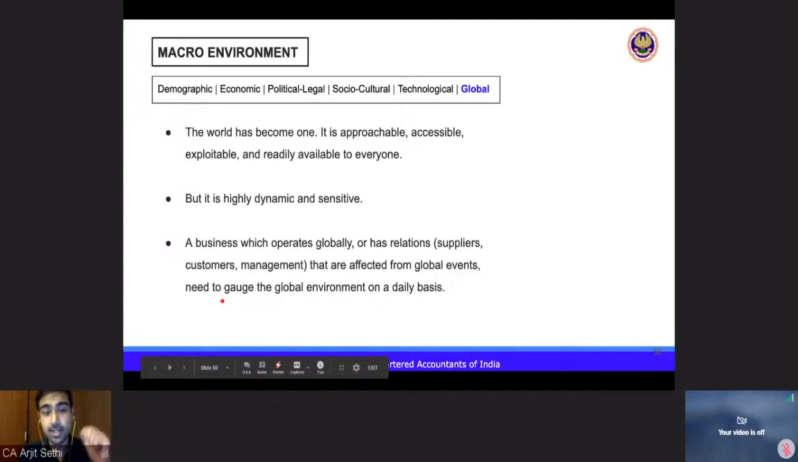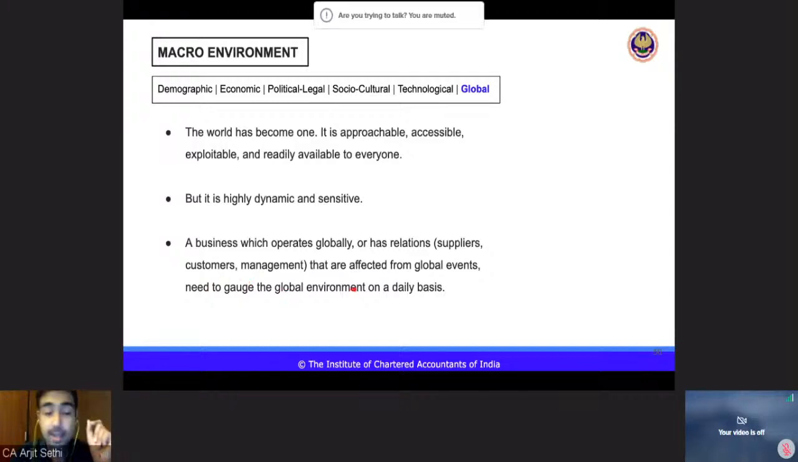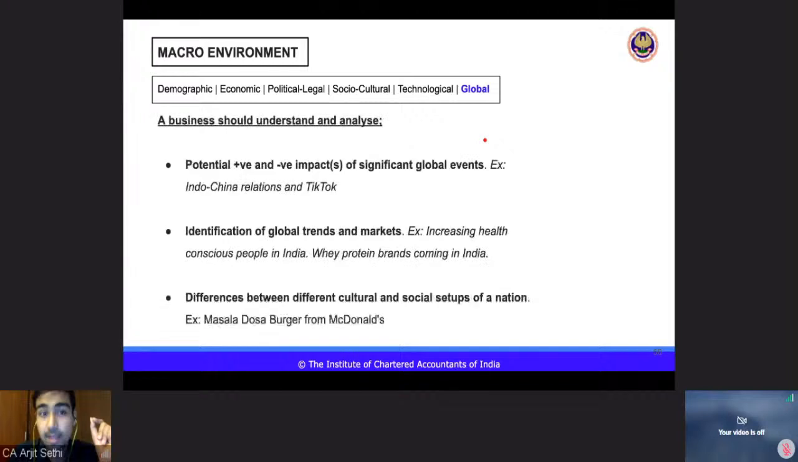So it needs to gauge. Gauge means to analyze, to understand and react to the global event on a daily basis. So that is what the global environment is, right? A business should understand the positive and negative impact of global events like Indo-China relations and TikTok. What happened with TikTok? The positive and negative impacts.